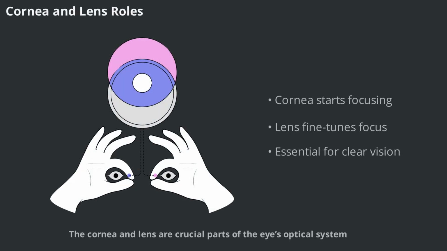The cornea and lens are crucial parts of the eye's optical system. The cornea is the transparent, curved front surface that begins the process of focusing light. The lens, located behind the pupil, fine-tunes this focus, ensuring that light rays converge precisely on the retina. Together, they allow us to see objects clearly at various distances. Any irregularities in these structures can lead to vision problems, highlighting their importance in healthy eyesight.